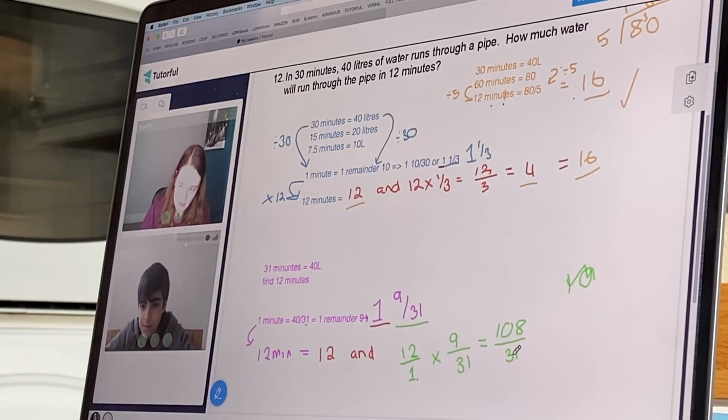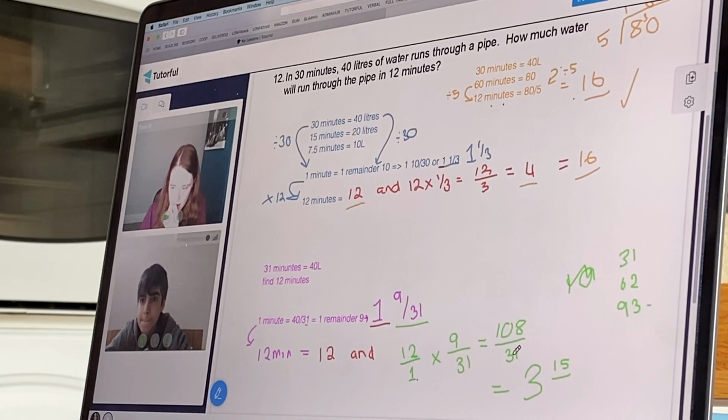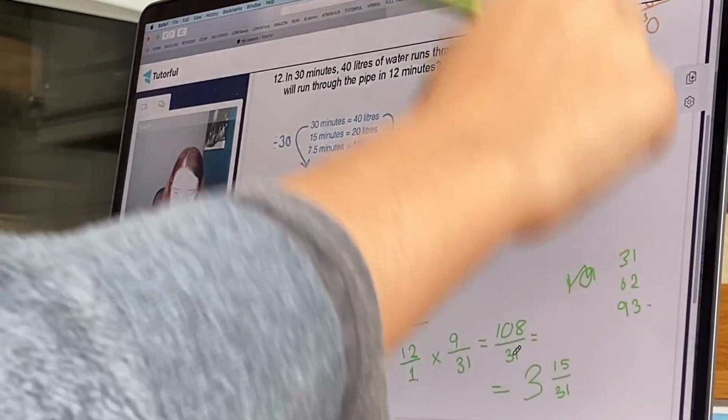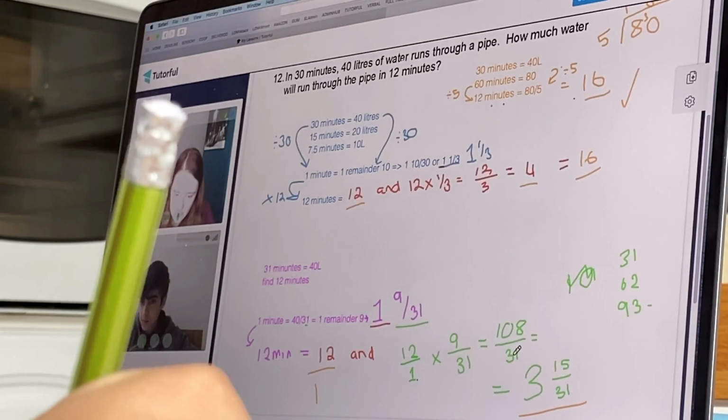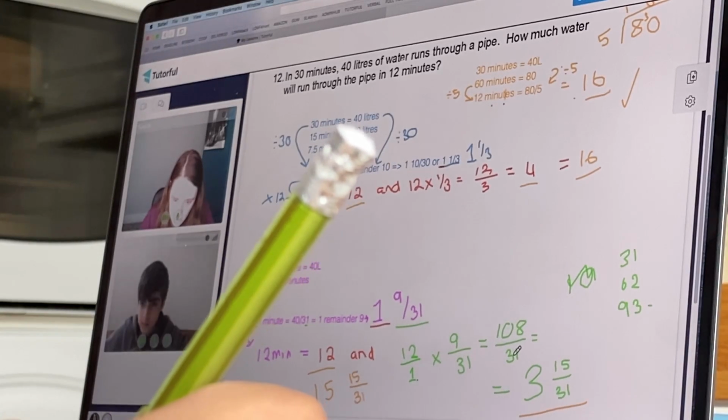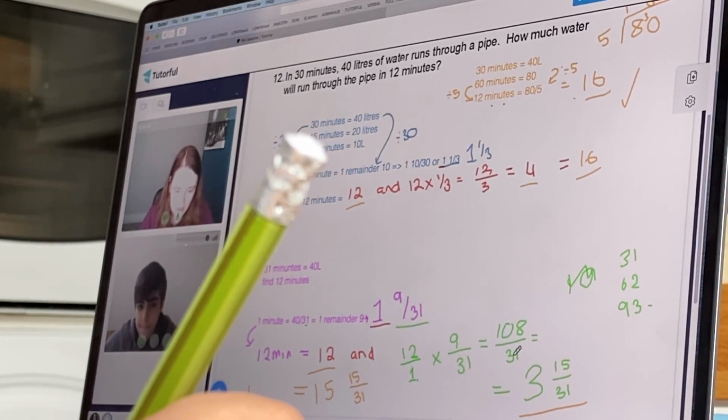And then just to finish this off, 31 into 108, I'll just write them out. So we'd have 31, 62, 93. So 3 times is the biggest amount that goes in. So we can write that as 3, and then the remainder will be 15 over 31. Do you agree? Because we've got 3 remainder 15. And then finally, we add them both together and we get 15 and 15 over 31. And that's equal to 12 minutes.